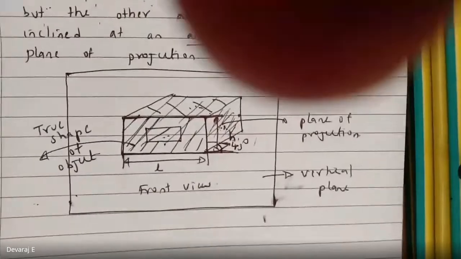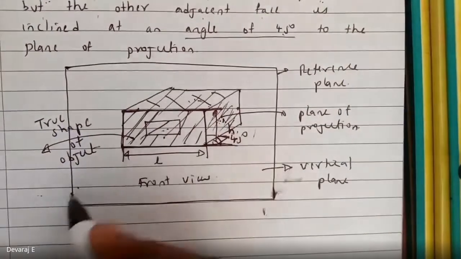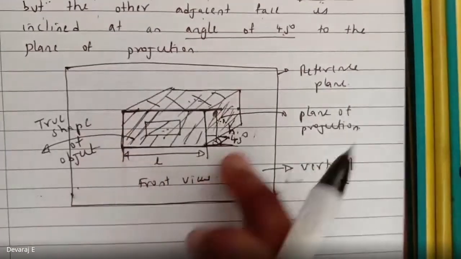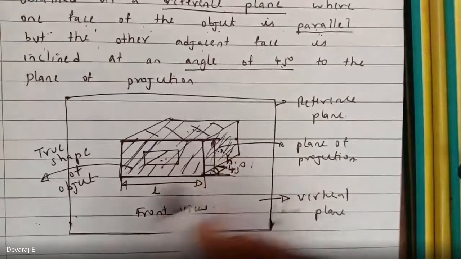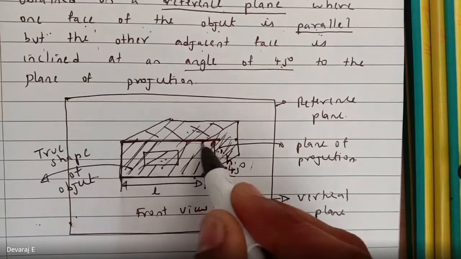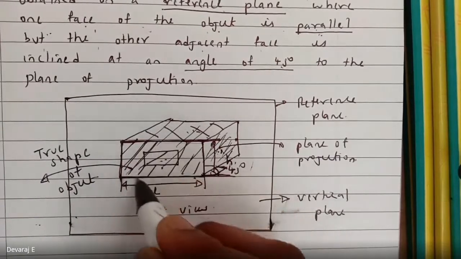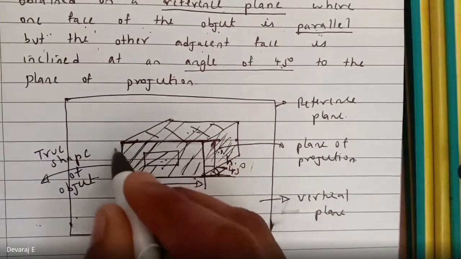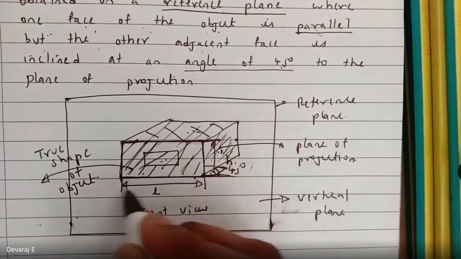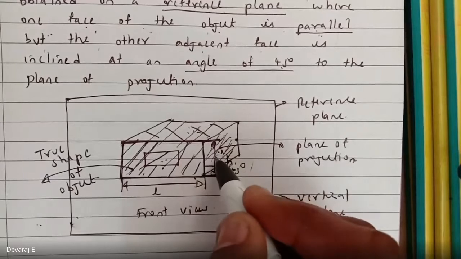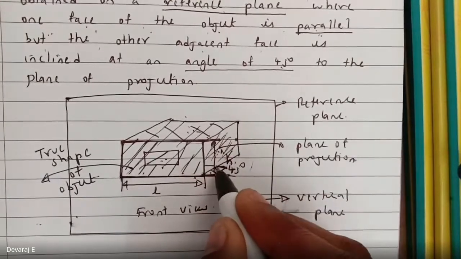Sir, can you explain it again? See, oblique means it's very simple. If you take an object and use the reference plane, which is falling on the vertical plane, according to the definition, one of the faces, the front face, will show the true dimensions, length and height. But the other adjacent faces will be inclined to 45 degree.